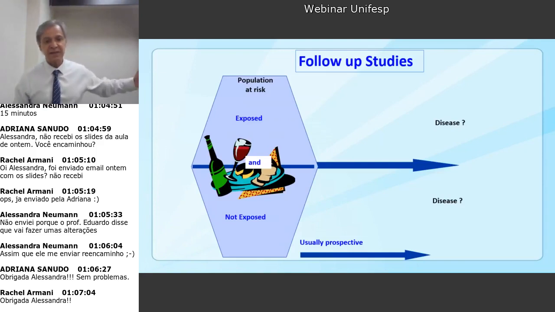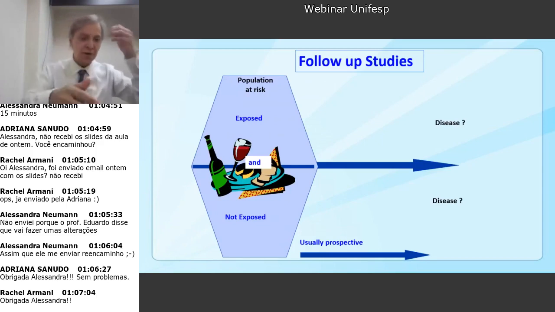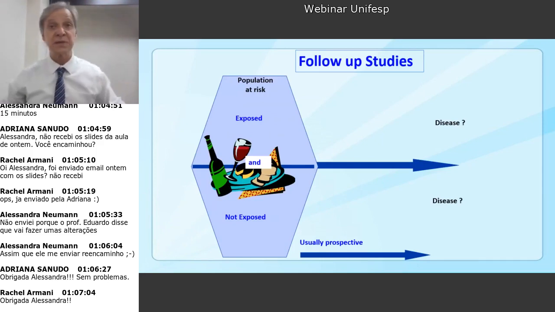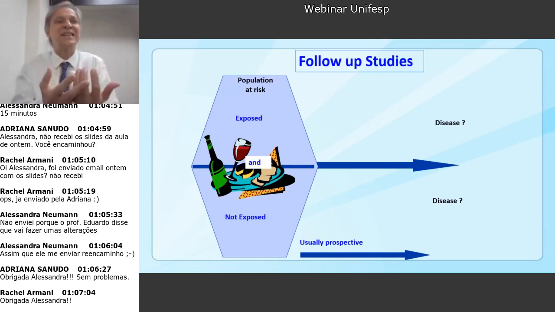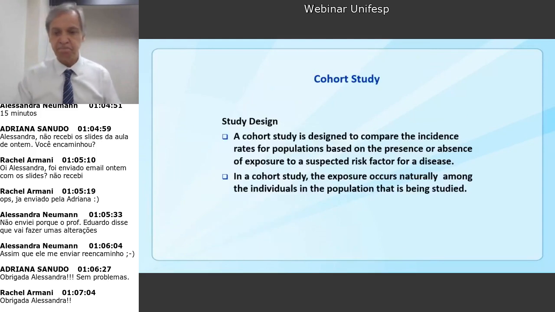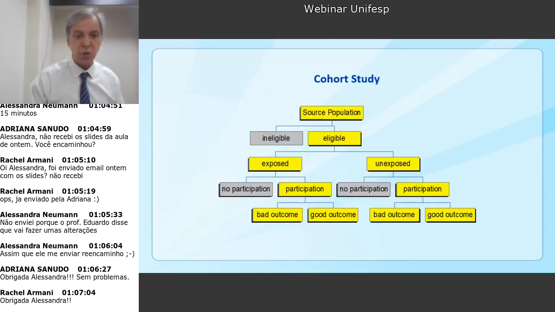So the perspective of the cohort is different than the case control. The case control, you started this drawing here. You start with cases and no cases. Here you start exposed and unexposed, and you look prospectively, always prospectively. Not the implementation, but the nature of the study's perspective. You have a point that you begin and a point that you end. You're following people over time. So cohort is designed to compare incidence rate. You already mentioned that. The exposure occurs naturally.